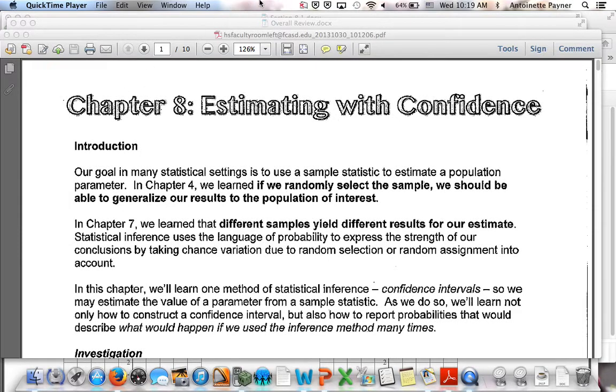All right, I'm going to go through these notes. Hopefully you read this section, so I'll help you try to make some sense of it. So we are in Chapter 8. We're talking about estimating with confidence.